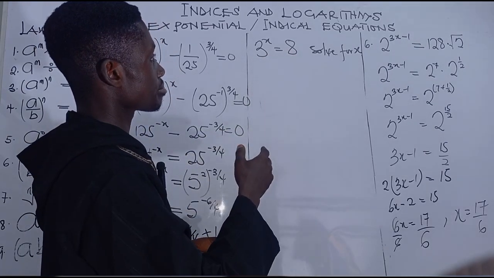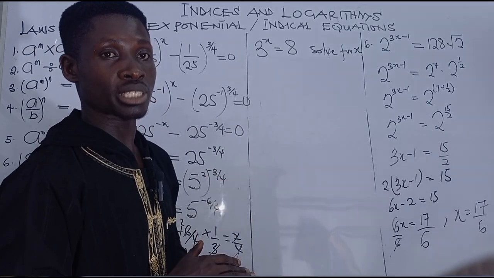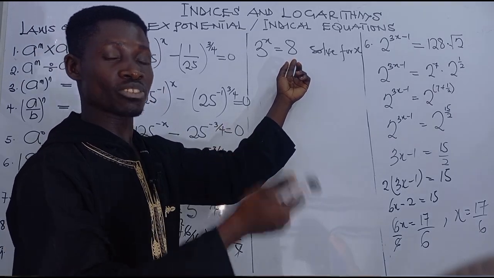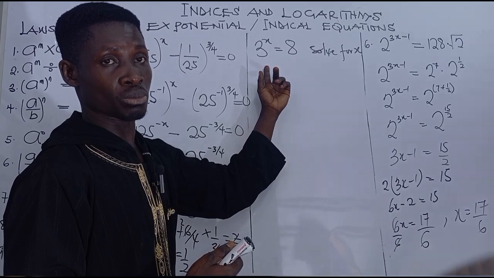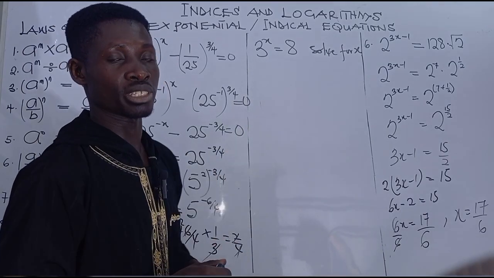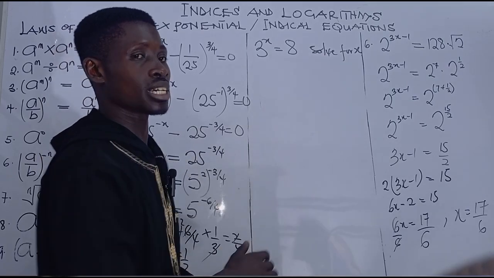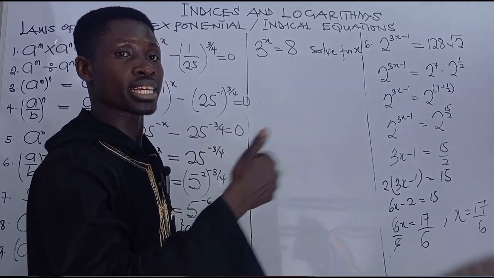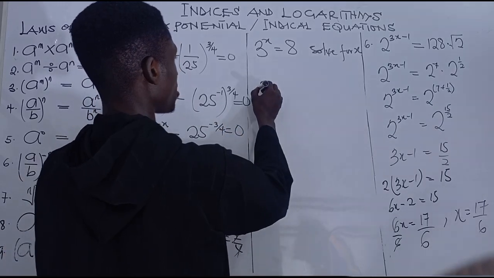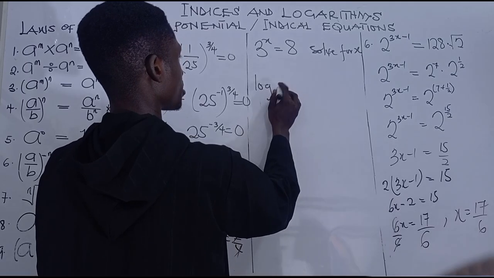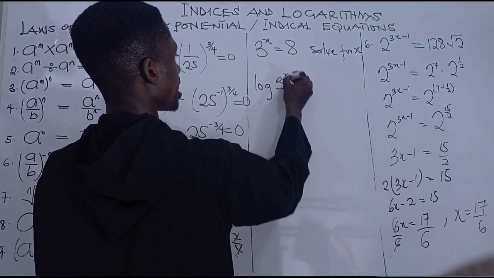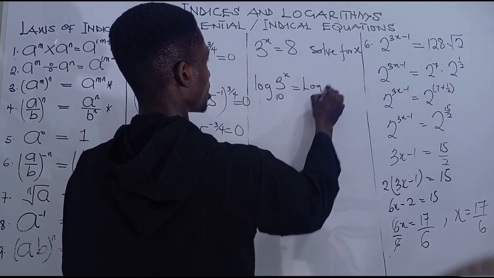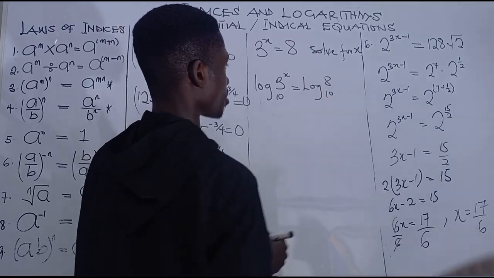Now we want the base on either side of the equal sign to be the same. But realize that we can't express 8 in an index form with a base of 3. It is not possible. So how are we going to solve questions of this nature? To solve questions of this nature, we are going to introduce what we call logarithm to the base of 10 on either side of the equal sign. So we have log of 3 raised to the power x to the base of 10. Then we have log 8 to the base of 10.